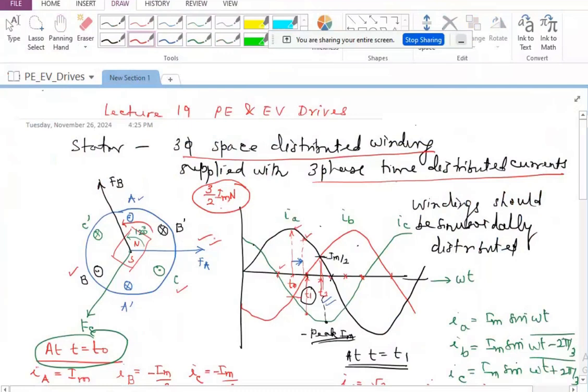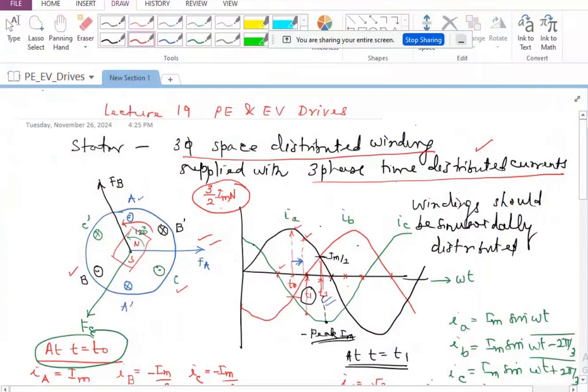He predicted that if you supply a three-phase space distributed winding with three-phase time distributed sinusoidal currents, it will create a revolving magnetic field, and that can be a very nice motor which can be self-starting, which will be able to give a continuous rotation without any vibrations, without any kind of jerky motion and things like that.